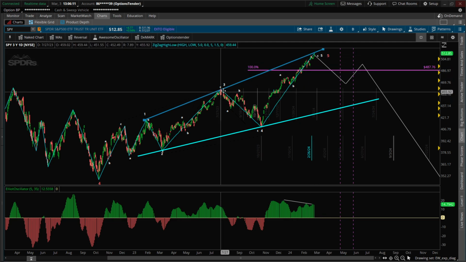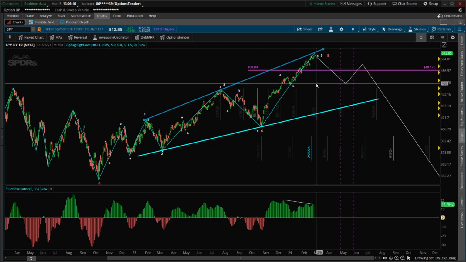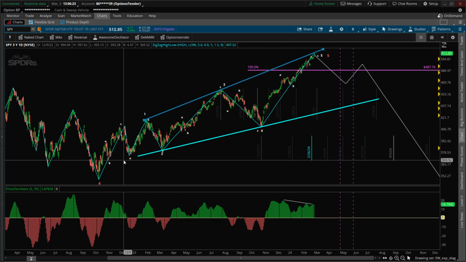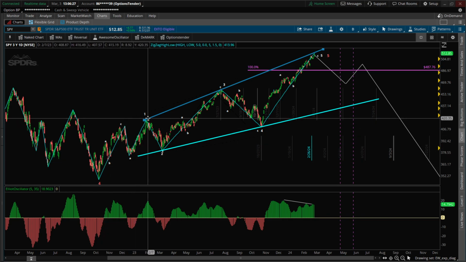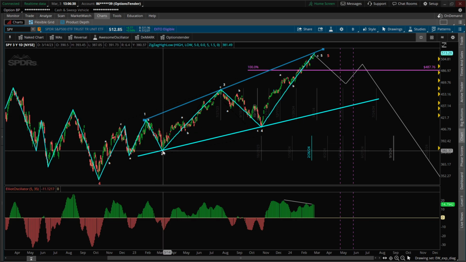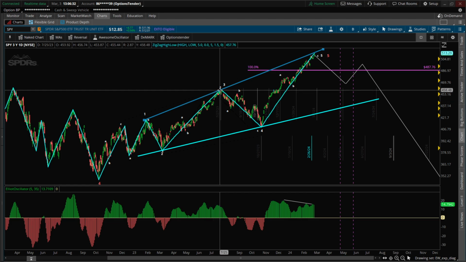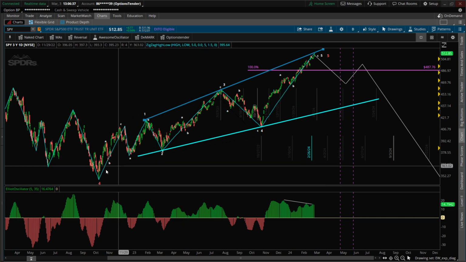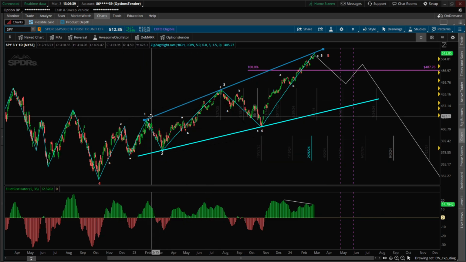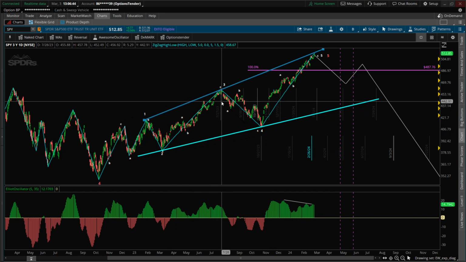So we adjusted it already. We have it up here. We have a little bit of room to go. Perhaps on Monday we go up into that area, Monday or Tuesday, and get turned around Tuesday, and we start our correction. All right, so expanded ending diagonal, A, B, C into 1, ABC into 2, ABC into 3, ABC into 4. Now, wave 3 is larger than wave 1. Wave 4 is larger than wave 2. And so wave 5 has to be larger than wave 3. You see the momentum is gaining.